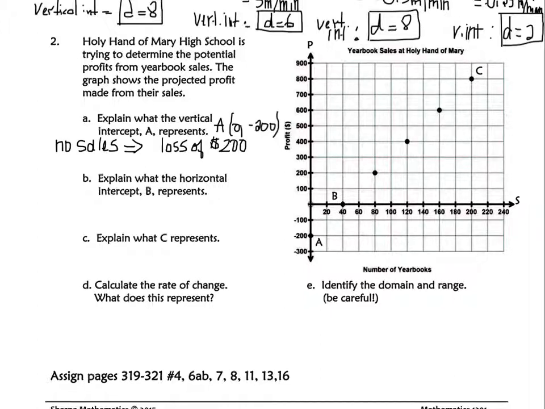The next question asks you to explain what the horizontal intercept B represents. If you look at the coordinates of B, B is 40 for sales and 0 for profit. That probably means that if they sell 40 yearbooks, they will make no profit, but they won't owe anything. So basically they will break even. Okay, so they need to sell 40 books.